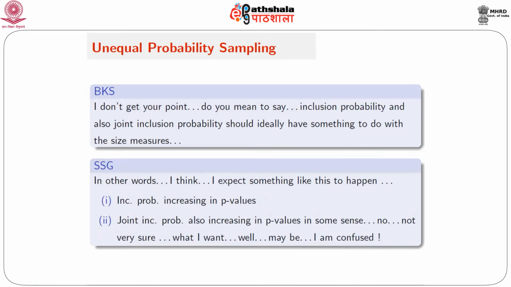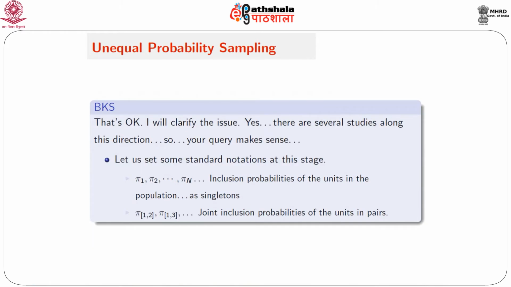Do you mean to say the inclusion probability and also the joint inclusion probability should ideally have something to do with the size measures? In other words, I expect something like this to happen: inclusion probability increasing in p-values, joint inclusion probability also increasing in the p-values, in some sense. No, not very sure. What I want, well, maybe I'm confused. That's okay, I will clarify the issue.